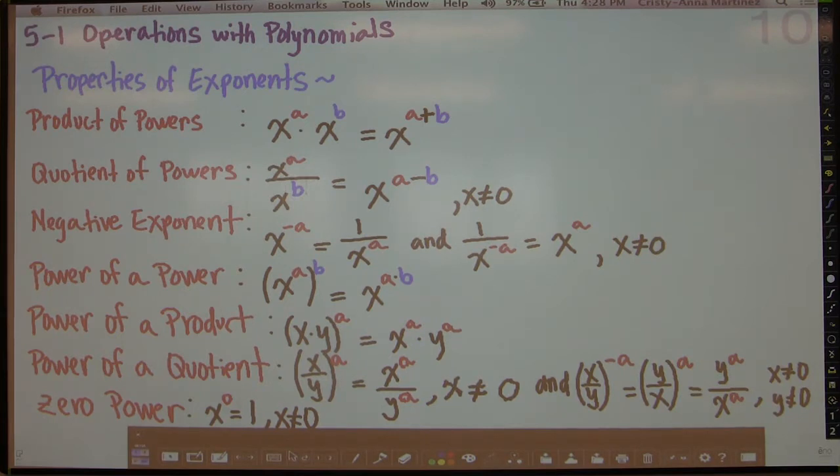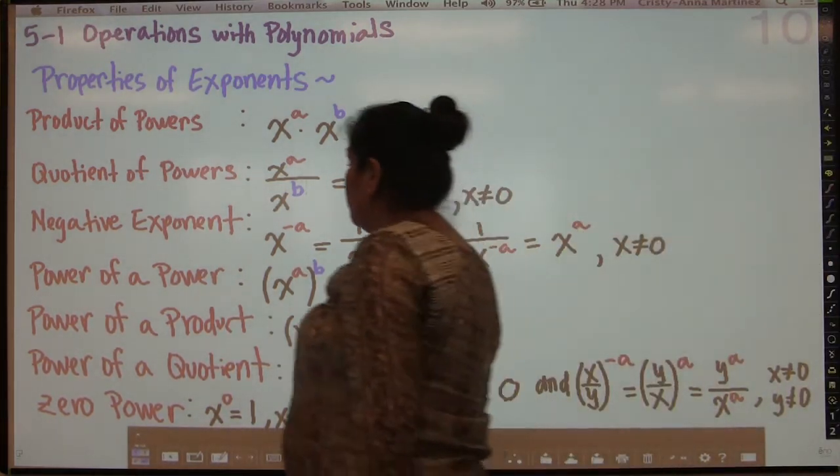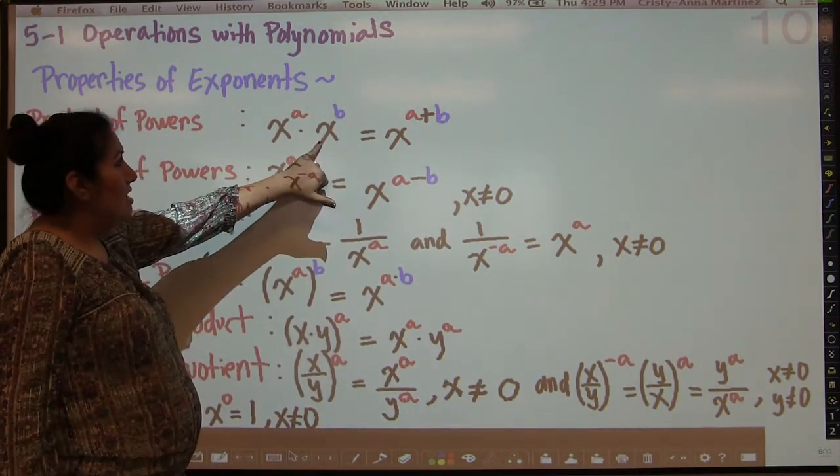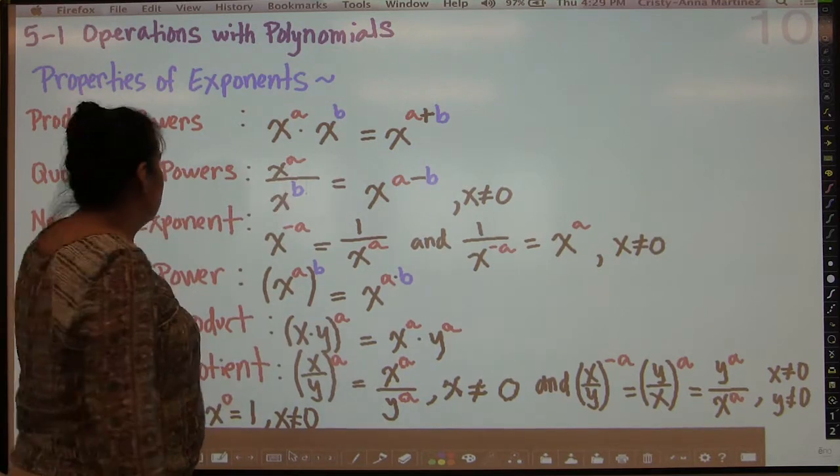Before we can get started, I need to give you a little bit of a review of properties of exponents, because obviously polynomials have exponents and sometimes you have to be able to simplify expressions before you can get started. This should be reviewed from Algebra 1. First and foremost, we have our product of powers property. It basically says that if you're multiplying the same base, then you add the exponents.